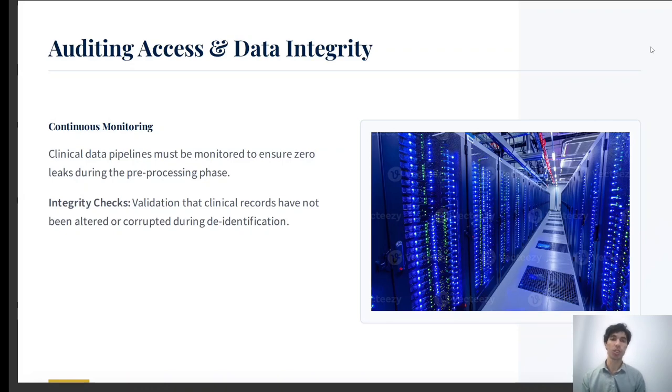We need to make sure that the data is still valuable and still holds the meaning that it had before the de-identification process, and we do not alter the underlying trends and the underlying meaning of the data. So we have to have proper systems and integrity checks for that.